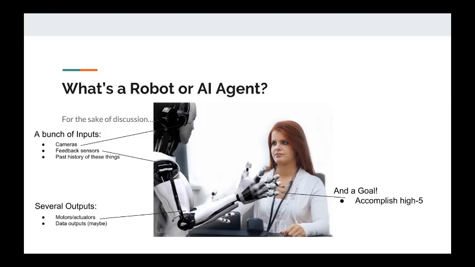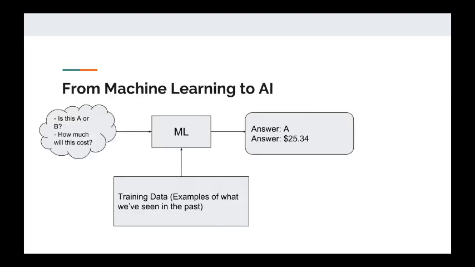So what's that brain do? Well, I've just said it's got to have a motivation. So we have inputs. Those inputs in some ways are going to tie to outputs to accomplish some kind of goal. And so how do we do this? Well, machine learning, which I'm now just making this small gray box here, hopefully we've gone over it enough, answers questions like this. You know, is this an A or a B? If I have this product and here's all the data about it, how much will it cost? And into this machine learning, we pour a bunch of training data, which is examples of what we've seen in the past. And we train this machine learning system, and then it does its best to answer, well, this is A rather than B, and it costs $25.